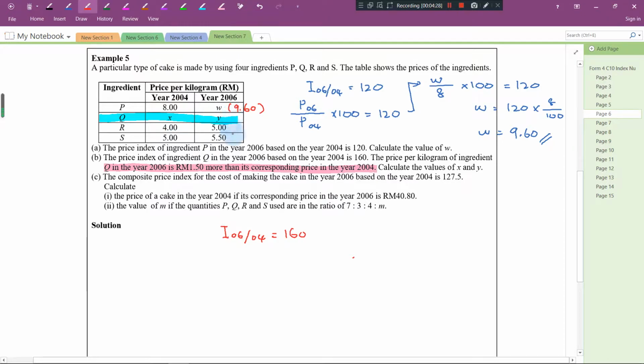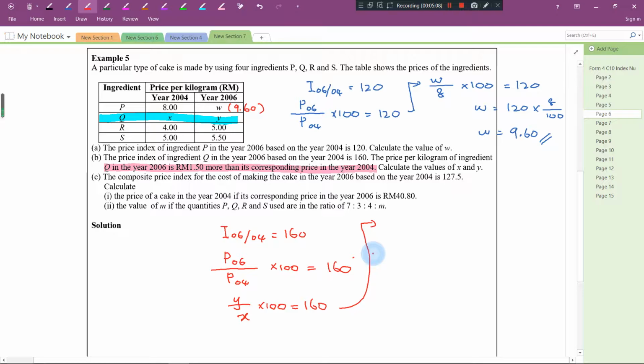Now we have two unknowns over here. So first we try to think, how do we get the index number for the ingredient Q in the year 2006 based on the year 2004? You need to calculate this way, right? Times 100 and you get the index number, which is equal to 160. Okay, what's the price in the year 2006? Y here. Now, what's the price in the year 2004? X. Times 100 is equal to 160.